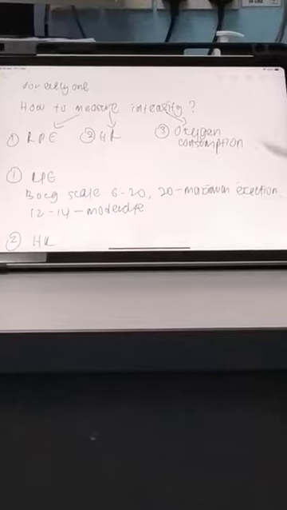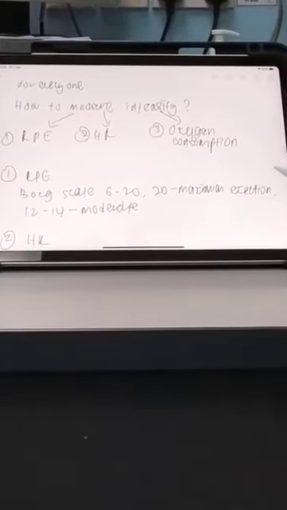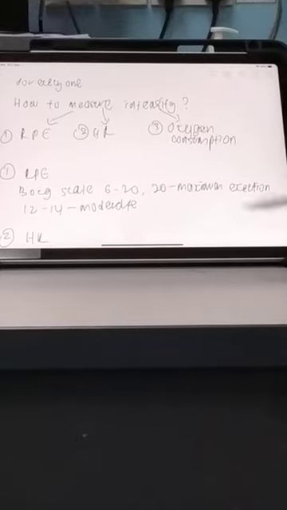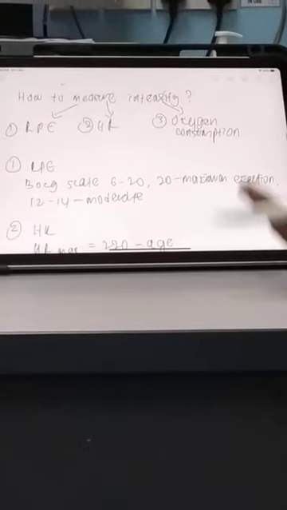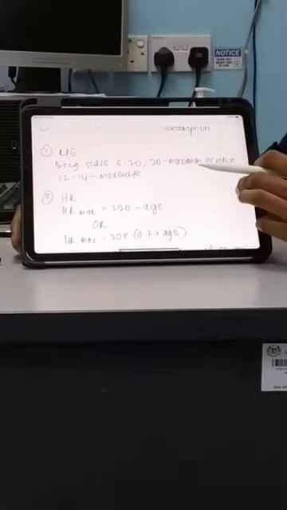6 is the light one and 20 is the maximum exertion. 12 to 14 is the moderate one. Okay, we're still using the Borg scale. For heart rate, we use this calculation.